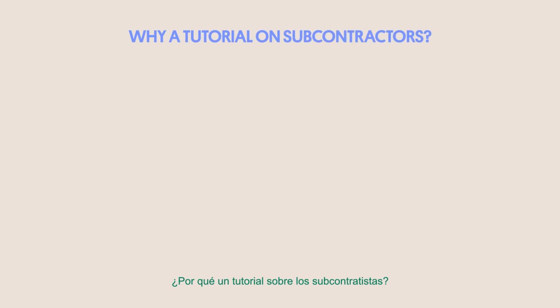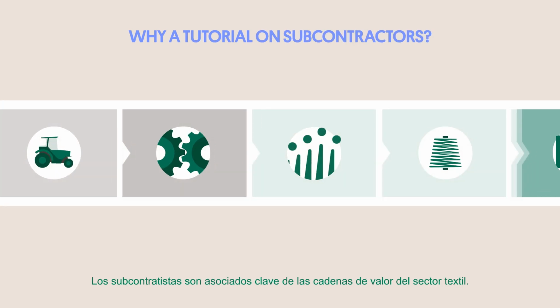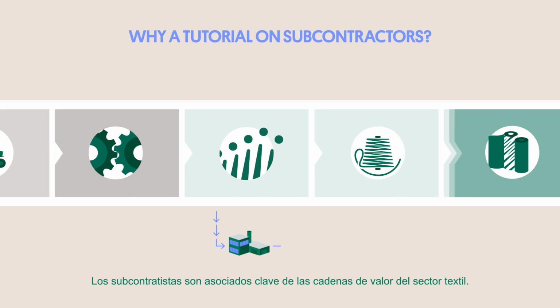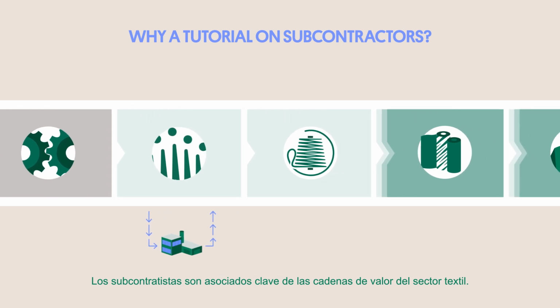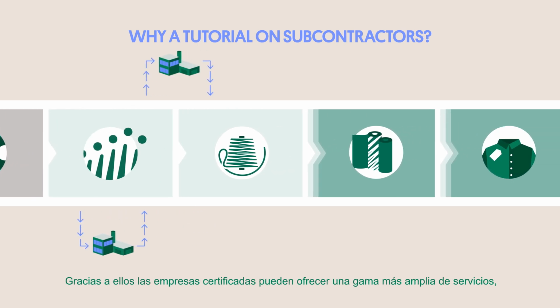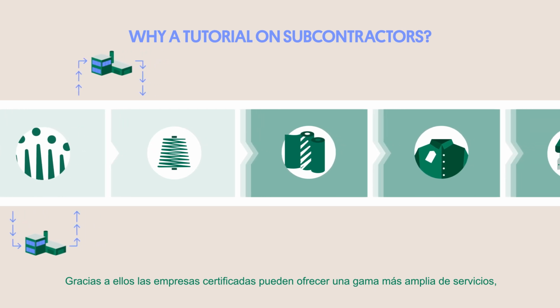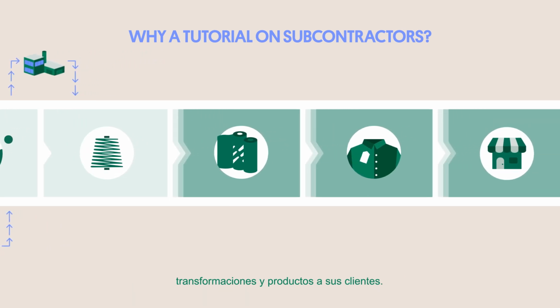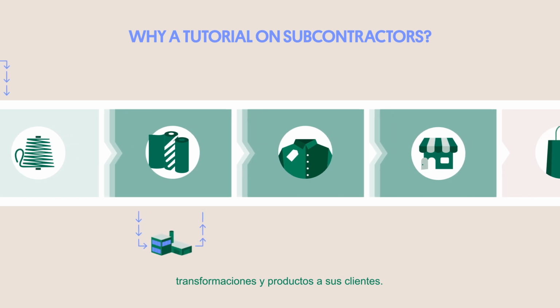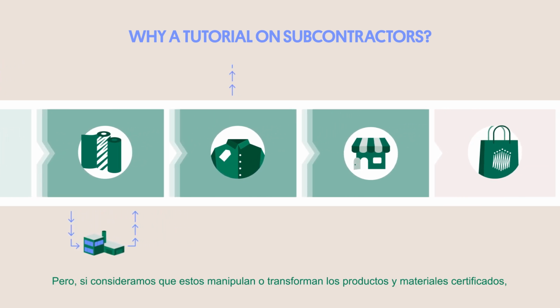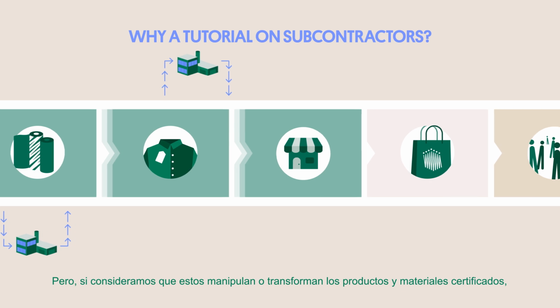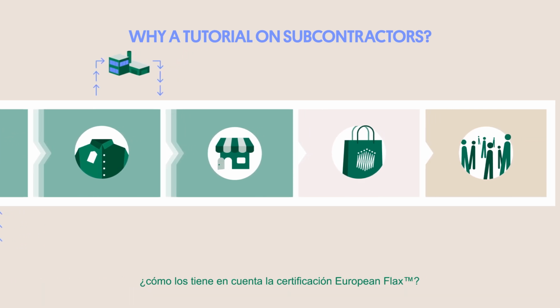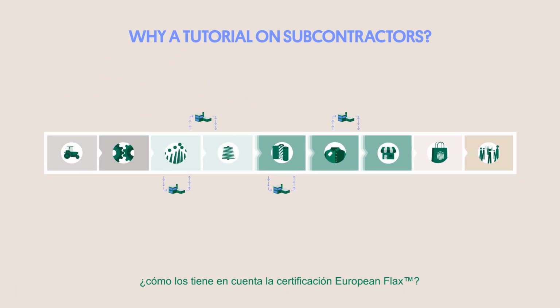Why a tutorial on subcontractors? Subcontractors are essential partners in the textiles value chains. They allow certified companies to offer a wider range of services, of transformations, and of products to their clients. But since they handle or transform certified materials and goods, how does the European Flax standard take them into account? What requirements does it set to guarantee the traceability of certified products along the value chains?